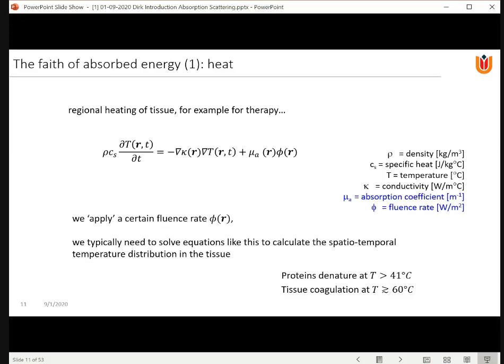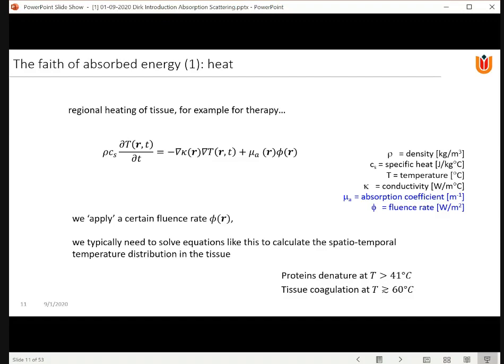That's one of the most basic processes that can happen, and of course we can try to exploit that. This equation is not here so that you need to learn it by heart, but just to give you an idea of what's going on. This is the regional heating of tissue. We have a temperature T at a certain coordinate r in the tissue at a certain time t, and with this equation we can calculate how the temperature in space and in time changes when we illuminate the tissue.